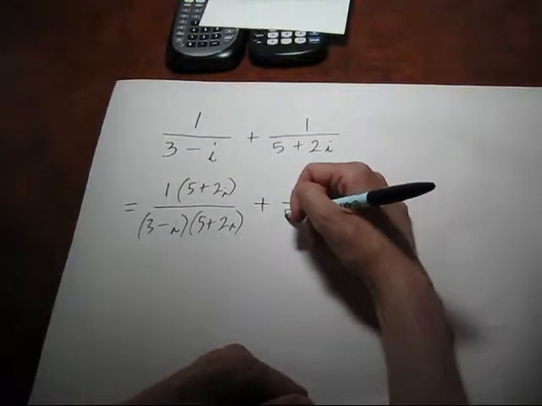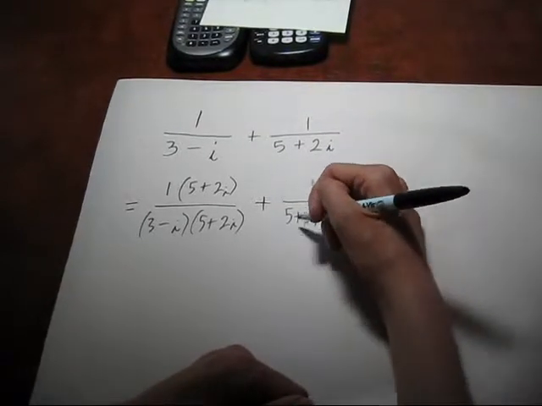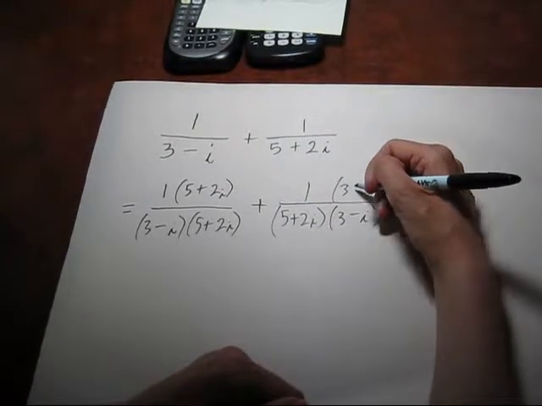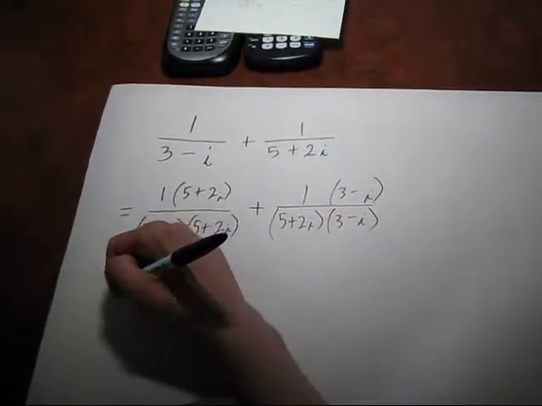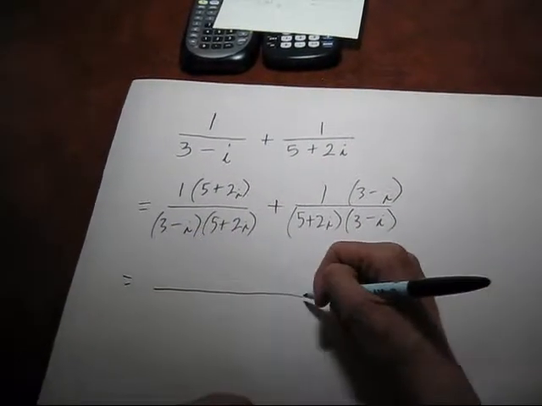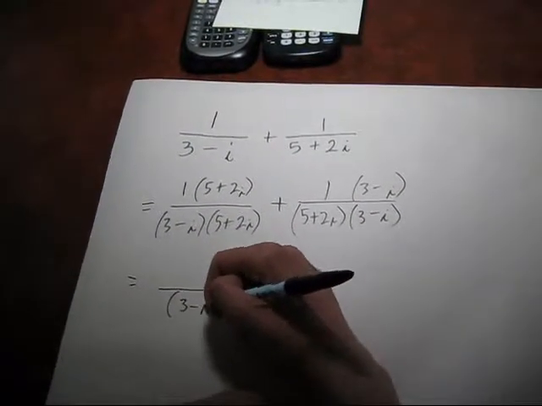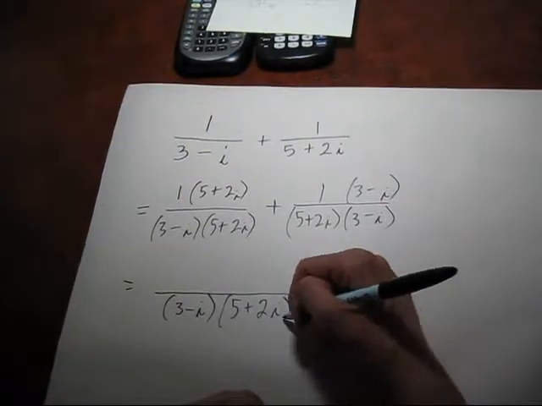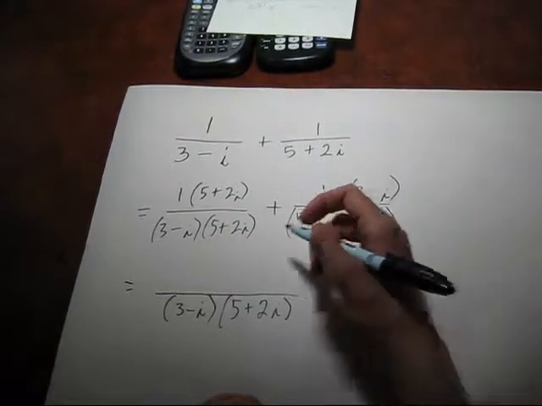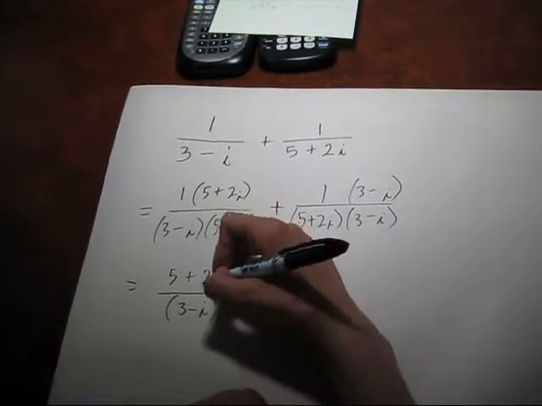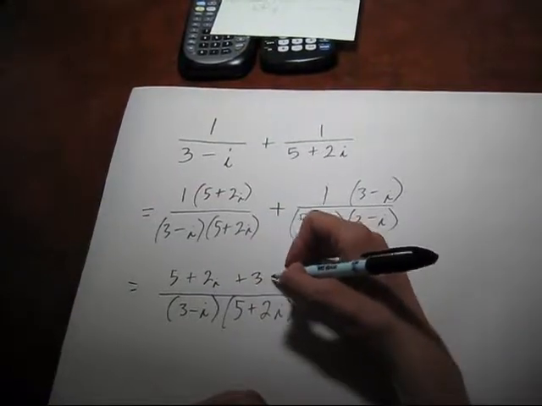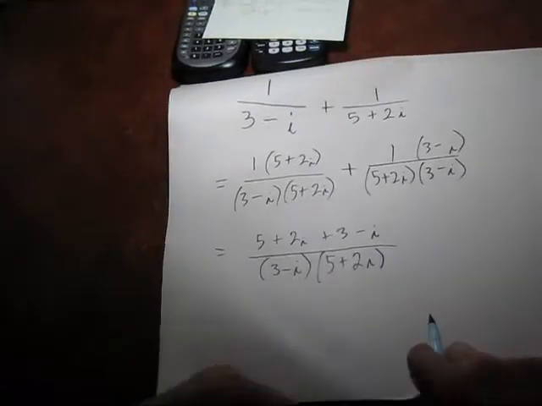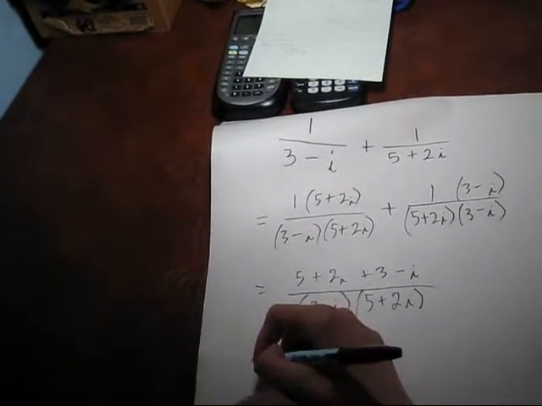And similarly, I'm going to multiply numerator and denominator by 3 minus i. Okay, now we've got the common denominator, so we can add our numerators. And 1 times anything is just itself. So we'll have 5 plus 2i plus 3 minus i. In our numerator, we'll want to add like terms.